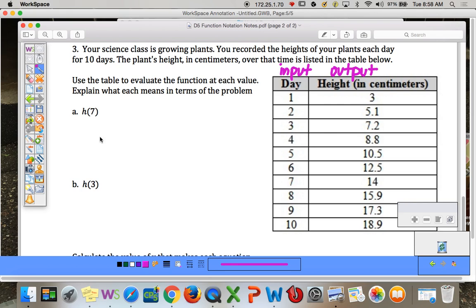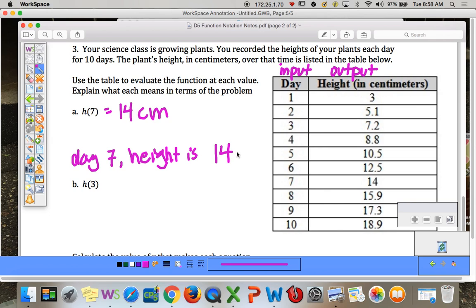And this means at day 7, the height is 14 centimeters. Let's check the next one. This means at day 3, the height is 7.2 centimeters.